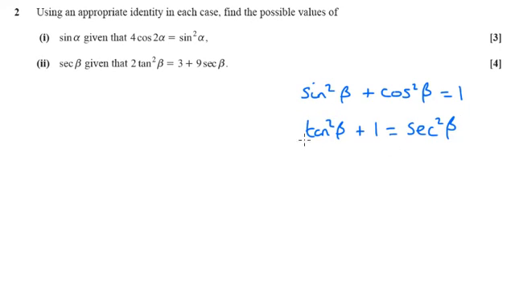Some people find this one easy to remember, some people find it easy to just get it from this. I usually just derive it from this because I can never remember where the plus 1 goes. But that's what we're after. So we're going to want to turn tan squared beta into something to do with sec squared. So tan squared beta is equal to sec squared beta take 1.